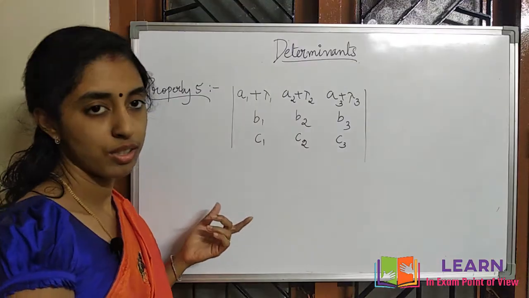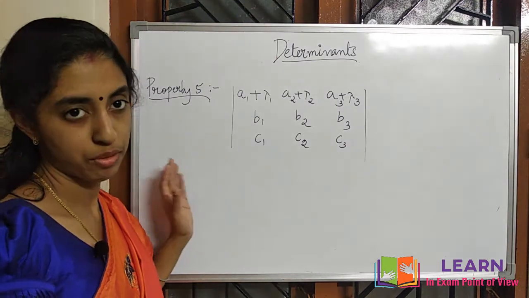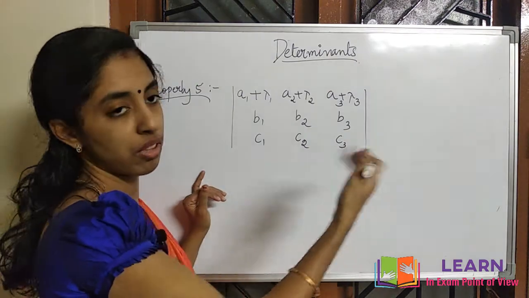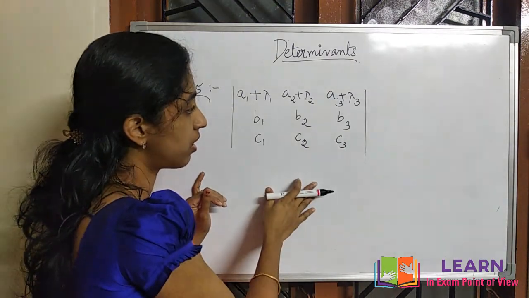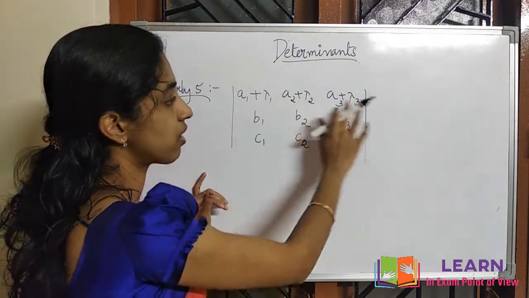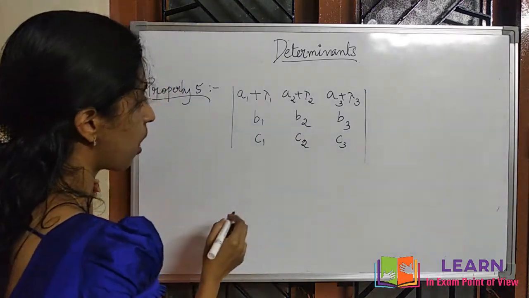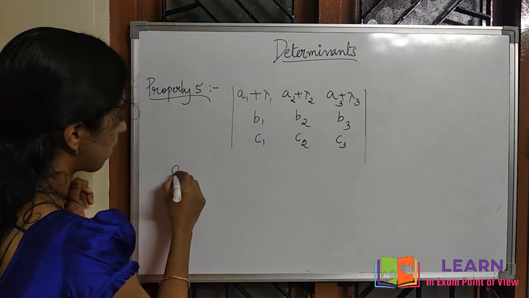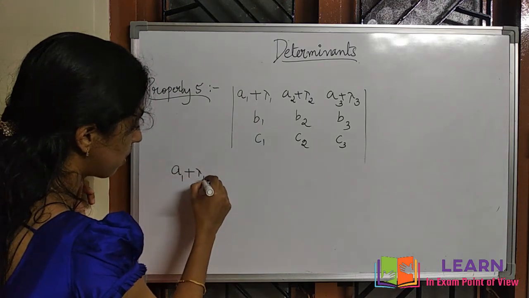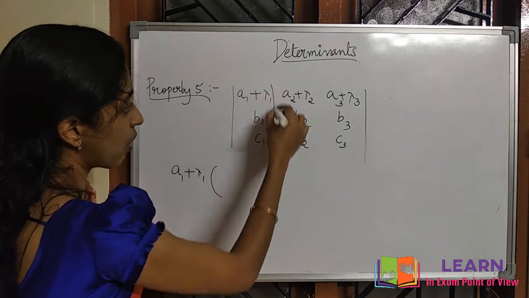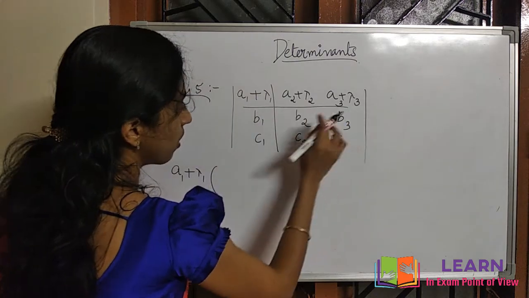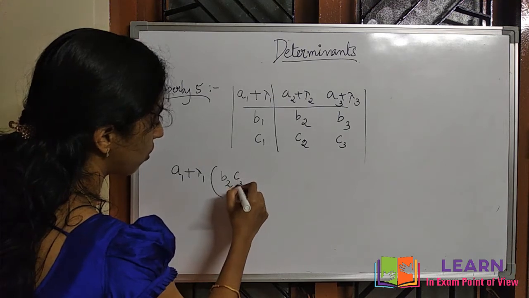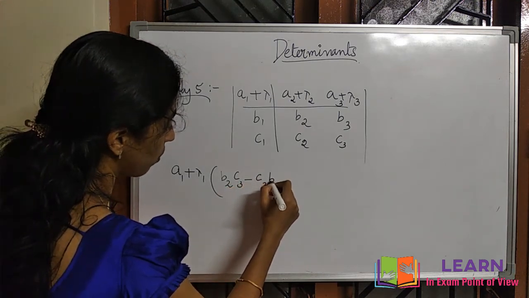Then we can verify this property. We are going to verify property 5. First of all, we will take the LHS, then we will prove the RHS. Here we are going to expand the determinant through the first row. How will it expand along the first row? The first element is a1 plus lambda 1. We have already studied how to expand along the first row. With the remaining four elements, we have b2 c3 minus c2 b3.